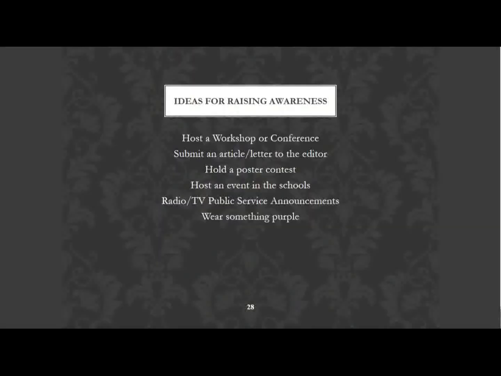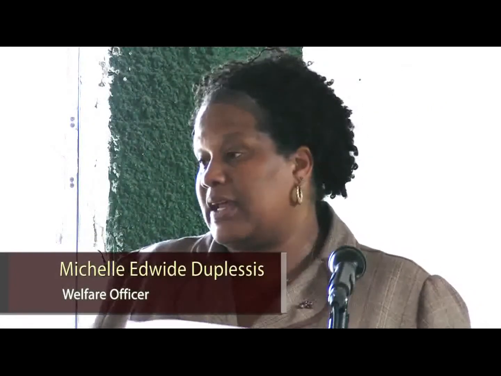Ideas for raising awareness. Host a workshop or conference. Submit an article or letter to the editor. Hold a poster contest. Host an event in the schools. Radio, TV, public service announcement. Wear something purple. All these are ways that we can raise awareness and let people know that elderly abuse does exist, and that we should not engage in it, and we should help to prevent it.